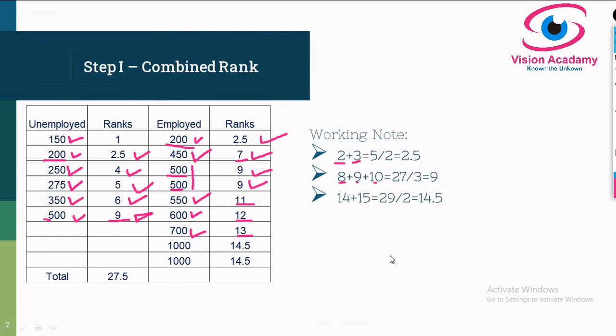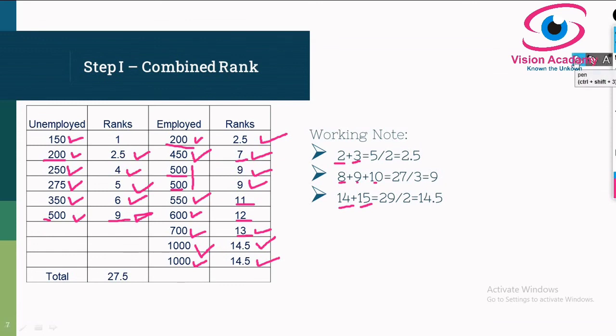We have two values for 1000. So 1000 is 14th position. Since the last rank given was 13, this is the 14th value, and this 1000 is the 15th value. So I added 14 and 15, which is 29, divided by 2, which is 14.5. So I gave rank 14.5 to both. This is how we have given combined rank.